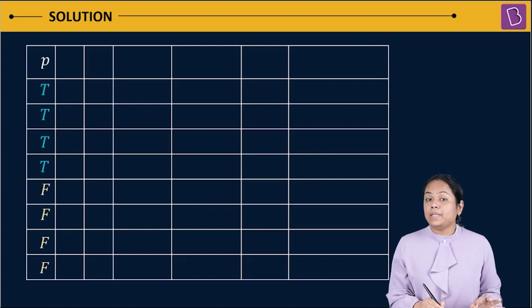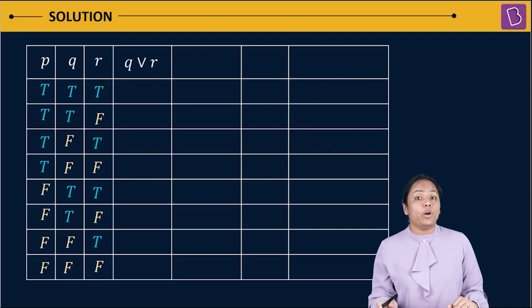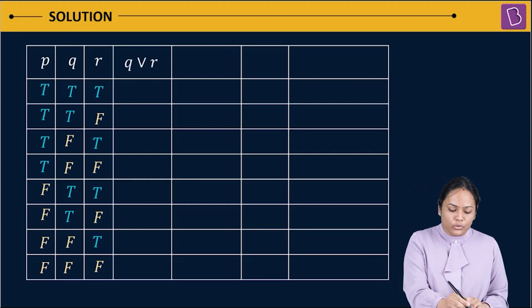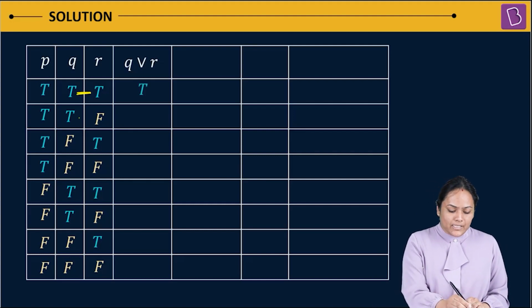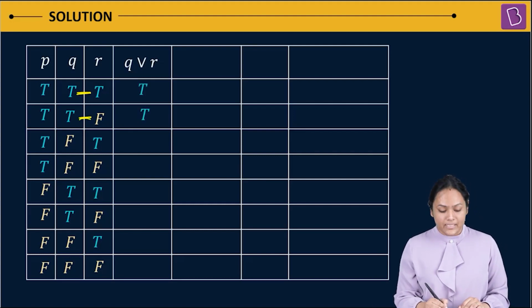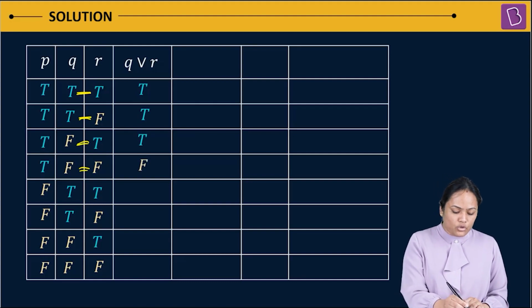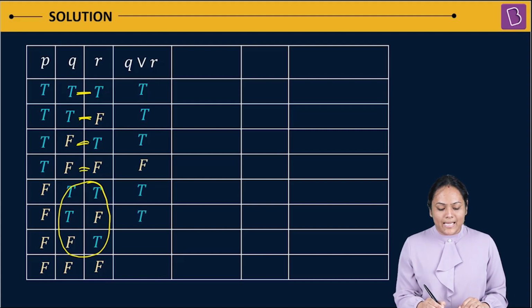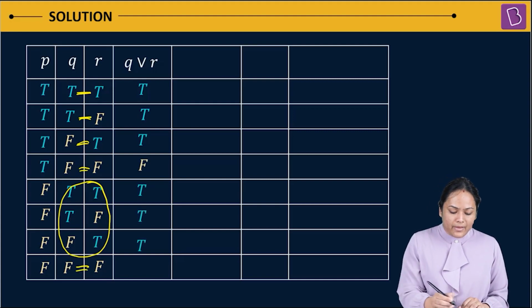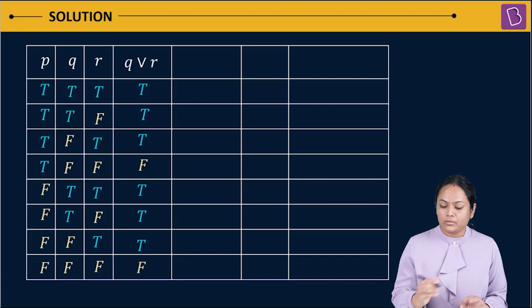So I have my P, Q, and R. First of all, I'll find Q or R. So Q or R, you know that T or T is definitely T. T or F is T again. F or T is T. F or F, here it is F. The rest of these cases will give me T. Lastly, I have F or F, which is going to give me F. Okay, so this is done.